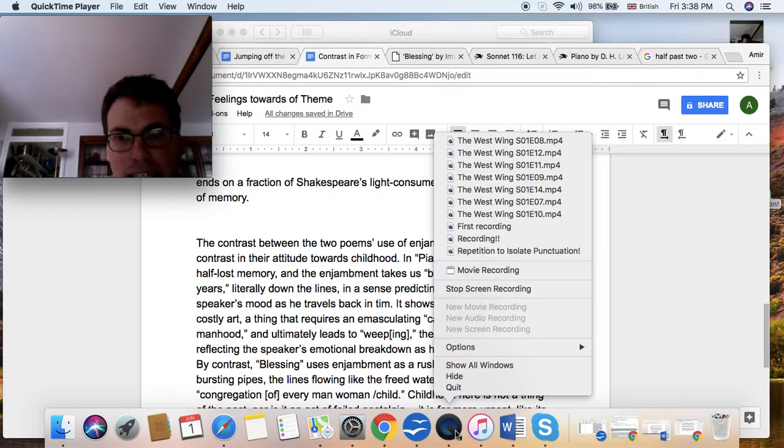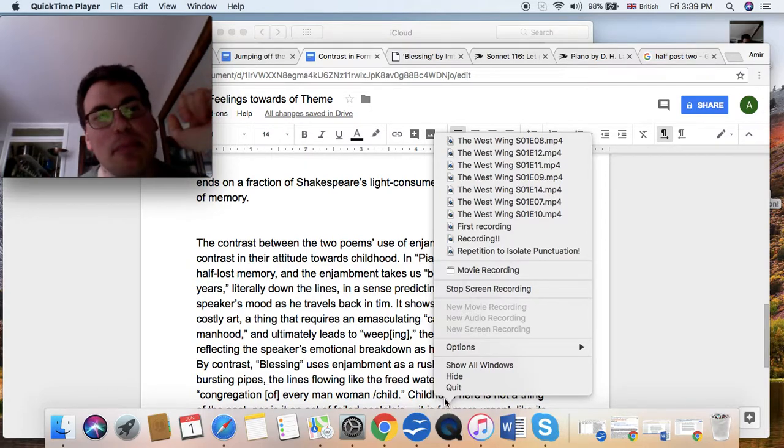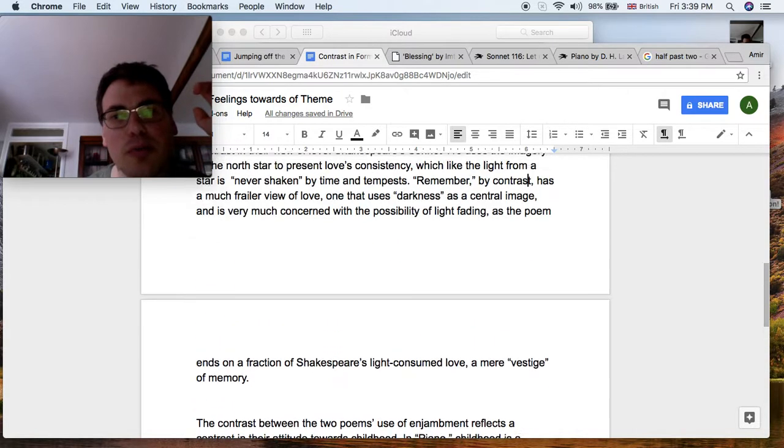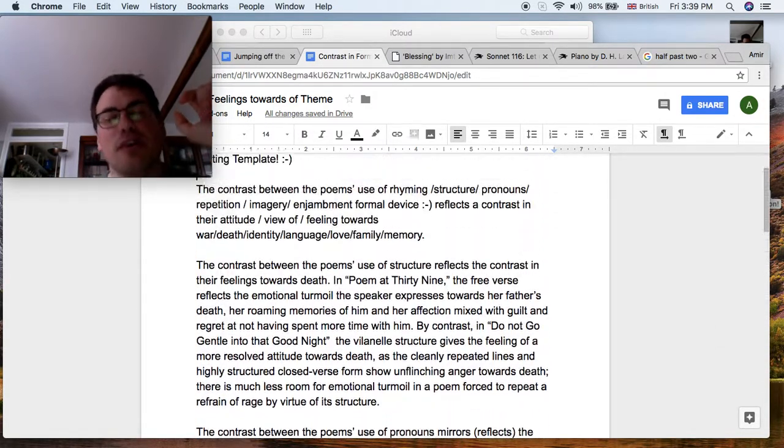Double click, and yes, I am recording because it says I can stop the screen recording. Alright. In a perfect world, we would edit this out, but this is not a perfect world.